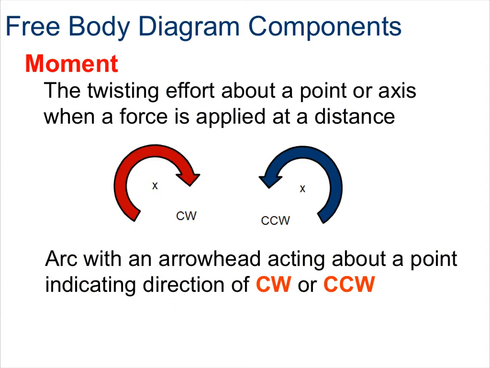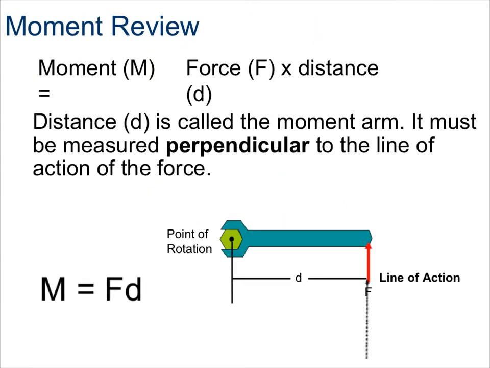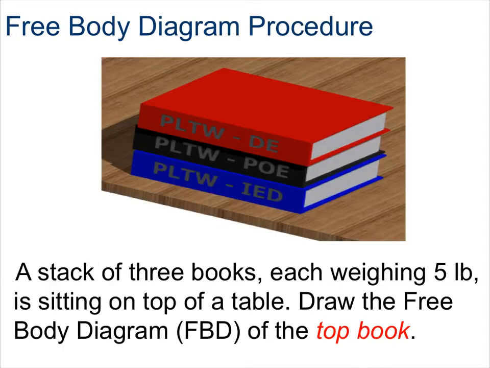Also recall what a moment is. A moment is that twisting effort about a point or axis when a force is applied at a given distance. To represent a moment, we use an arc with an arrowhead acting about a point, indicating the type of direction, whether that direction is counterclockwise or clockwise. Recall that in order to calculate a moment, you need to have both the force and the perpendicular distance. The force applied is called the line of action, and that perpendicular distance is from the force to that point of rotation. Let's take a look at a free body diagram procedure.